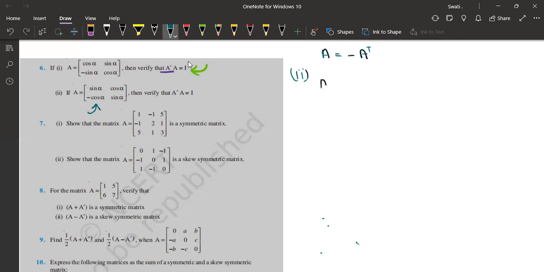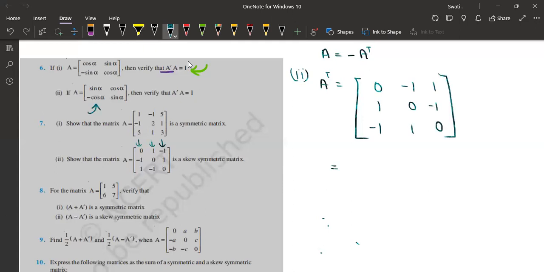So let's check. So we have A given, right? So let's first find out A transpose directly. I'll directly check it from the question. I'll not write down A again. So A transpose, you know that the first column will become the first row. So 0, negative 1, 1. And the second column will become the second row. So 1, 0, negative 1. And the third column will become the third row. So negative 1, 1, 0. This is our A transpose.